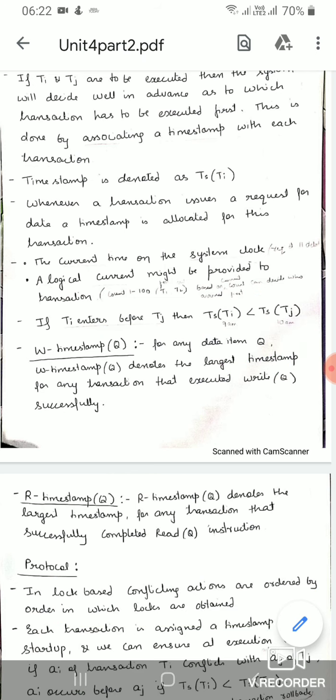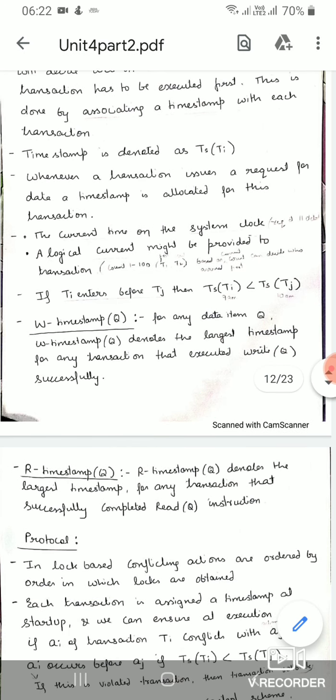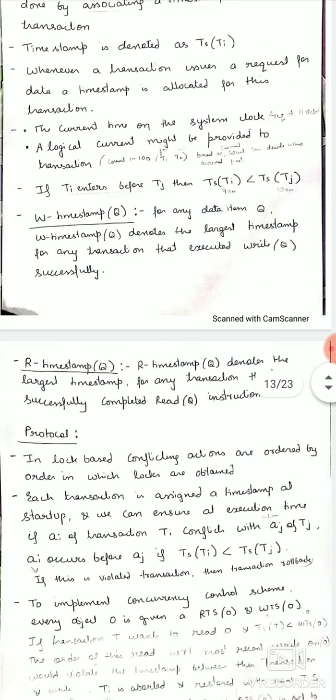There are two types of timestamp. One is write timestamp and another one is read timestamp. Write timestamp of Q, where Q is our data item. For any data item Q, the write timestamp of Q denotes the largest timestamp of any transaction that executed write of Q successfully. For this write and read timestamp, I'll explain with an example.